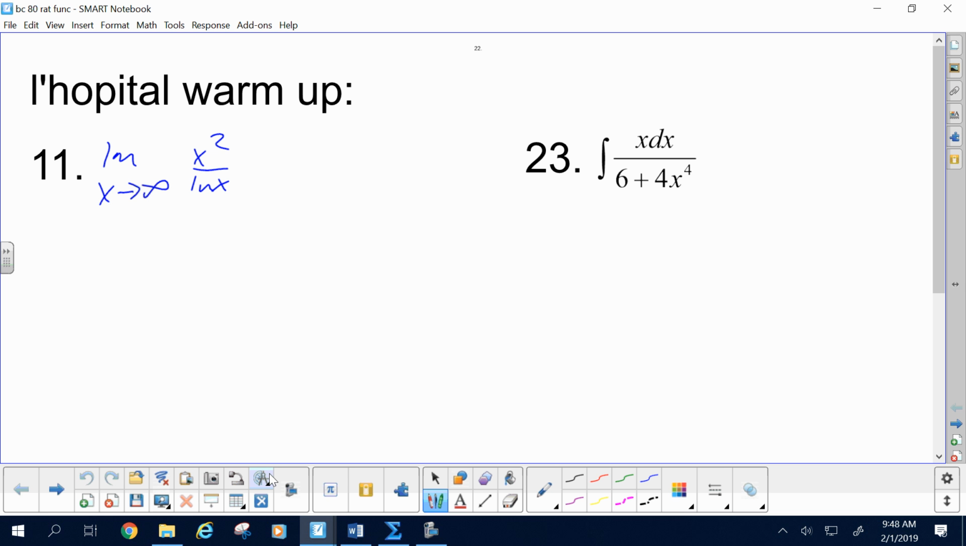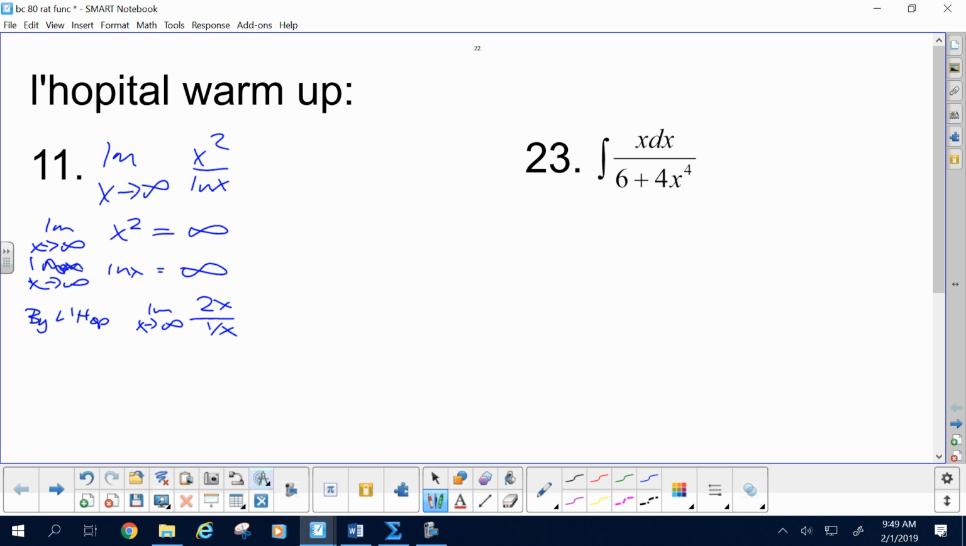So just mentally, wouldn't you agree it's infinity over infinity? So it's a L'Hopital case. All right. So then we start showing the work properly. The limit as x goes to infinity of x squared goes to infinity. The limit as x goes to infinity of log of x goes to infinity. And so by L'Hopital's rule, the limit as x goes to infinity of 2x over 1 over x.